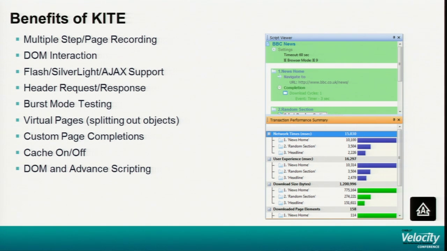So the benefits of KITE: you've got the multi-step recording, you've got the DOM interaction, there's support for Flash and Silverlight and Ajax because you're using a real browser, you get the request and response headers. You can do burst mode testing, a regression testing kind of thing, where let's say you want to run the script 10 times in a row to make sure that performance is consistent and reliable.